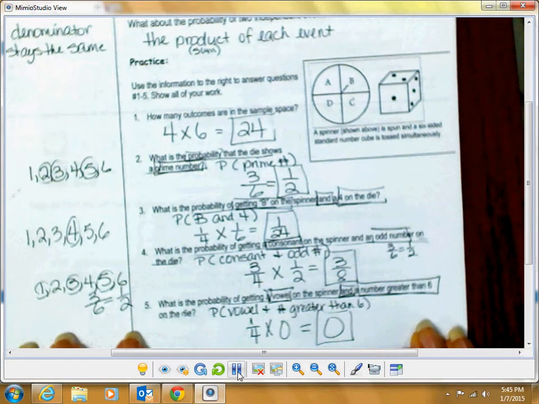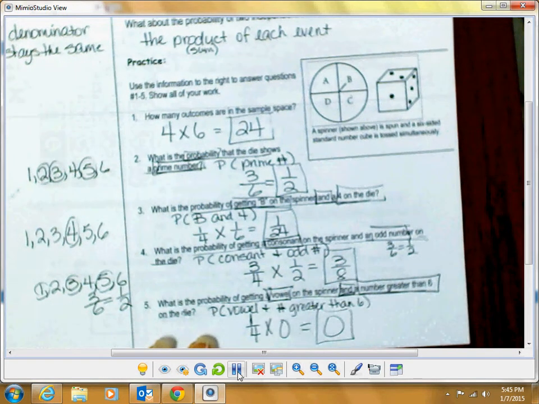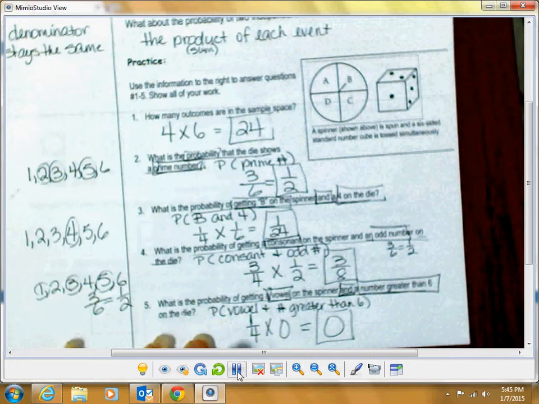Okay, and number 5, we want the probability of a vowel. Well, since 3 were consonants, that means only one was a vowel, which was the A. So that's why we have 1/4. Oh, and don't forget to write your information in the parentheses. So for the P of vowel and number greater than 6, those are your key words. So there's one vowel out of the 4.